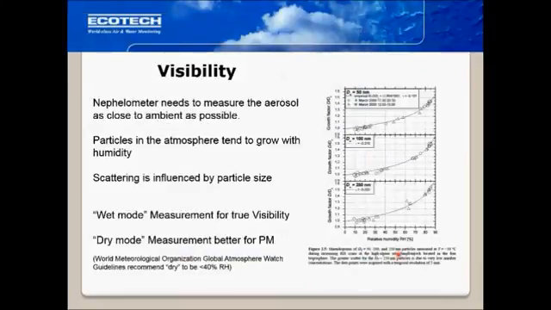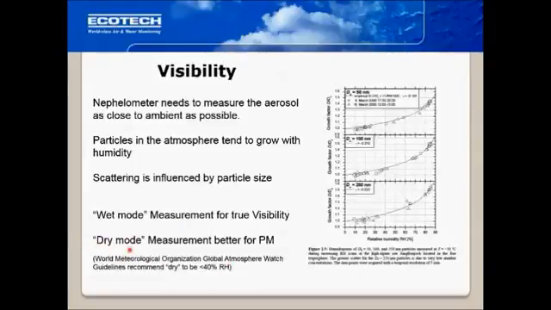You need to know that when particles get measured in the free air, they are influenced by humidity. Particles in the atmosphere tend to grow with humidity, and you see here some measurements done at the Global Atmosphere Watch station at the Jungfraujoch in Switzerland. They measured the growth factor for different size aerosols with relative humidity. And you see that the particles grow almost 60% in diameter by just going from 10% relative humidity to 90% humidity. Of course, the diameter of the particle influences the scattering, and therefore when you want to measure the true visibility, you need to measure in the wet mode. That means you need to take the ambient conditions into account.